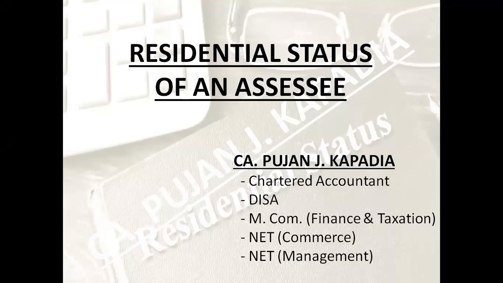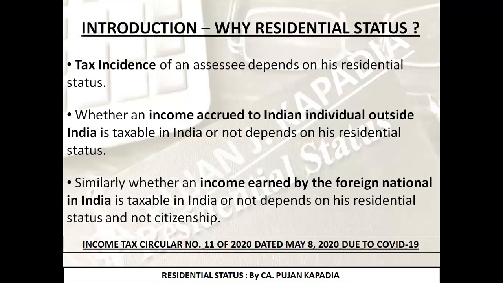As you all know, we had started with a new unit, the name of which was Residential Status of an Assessee. In this particular unit, I would just like to take a quick overview of all the points we have discussed till now. First was the introduction: why it is important to study residential status. The first point is to know the tax incidence, that is, whether a particular assessee is liable to pay tax in a particular nation or not, which can be determined only if we know his residential status.